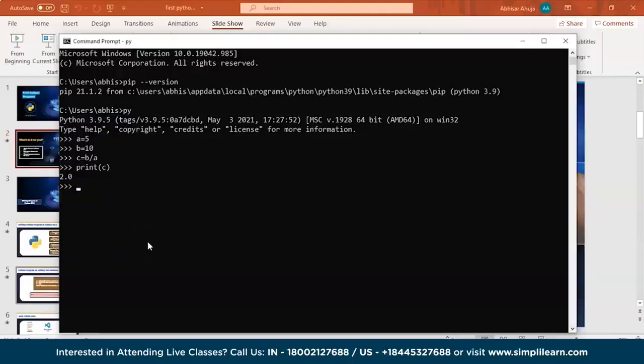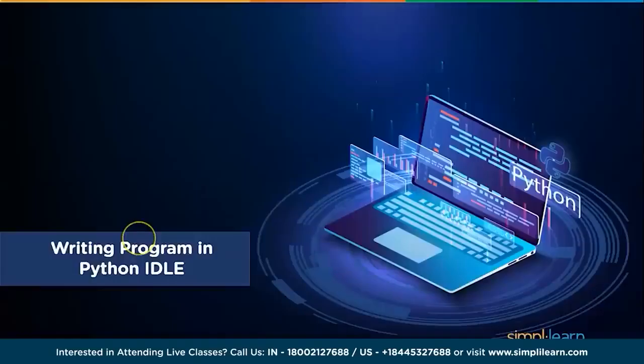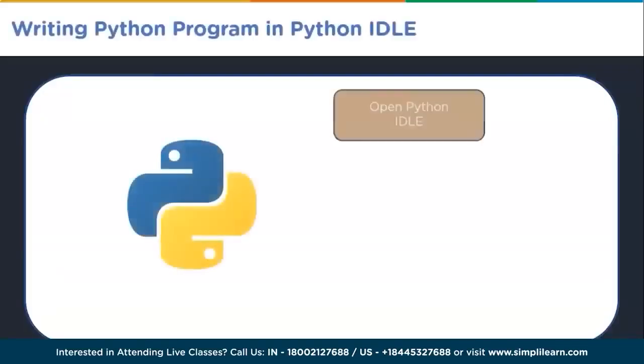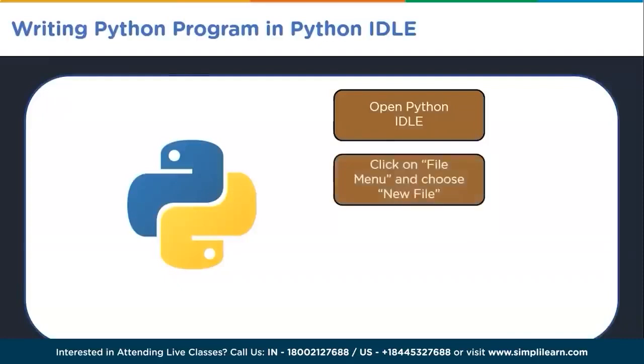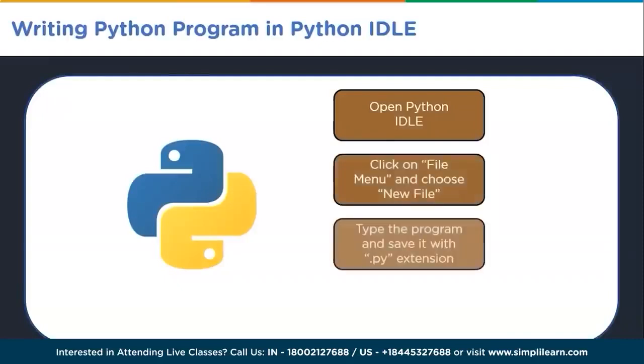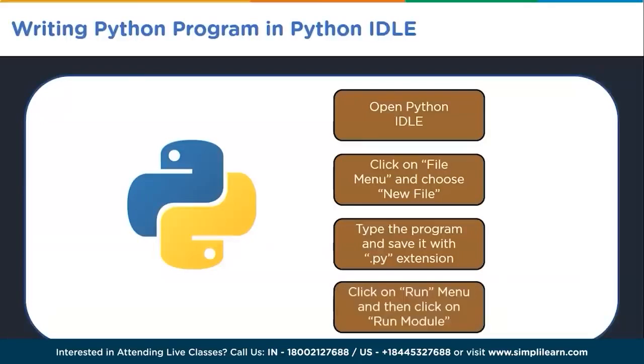Now we will write a program in Python IDLE. So to write a program in Python IDLE, we will see some steps. First we have to open the Python IDLE, then click on the File menu and choose New File, and after writing the program we have to save the program with .py extension, and then we can click on the Run menu and then we will see Run Module and we have to click on that. Now we'll see it practically.